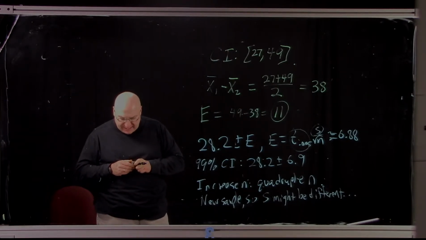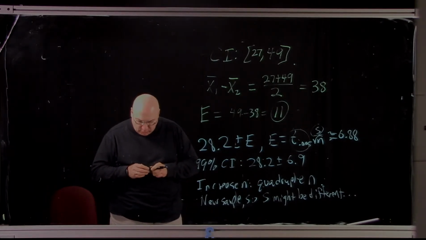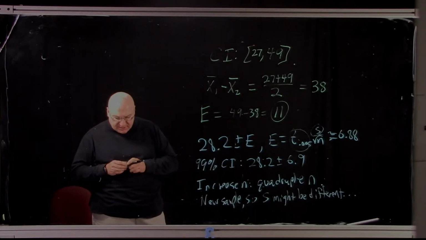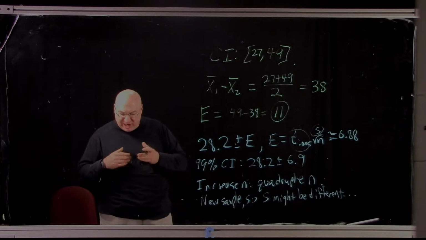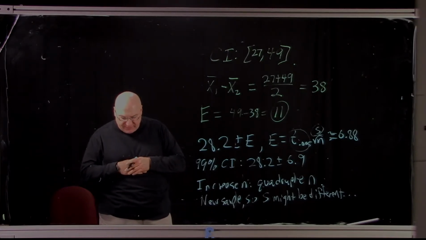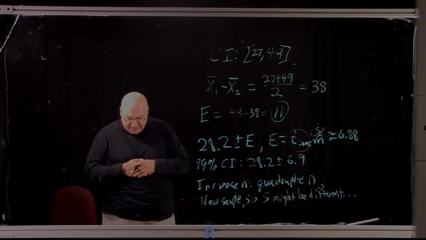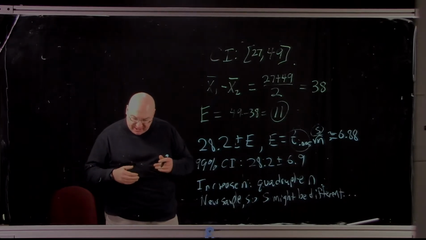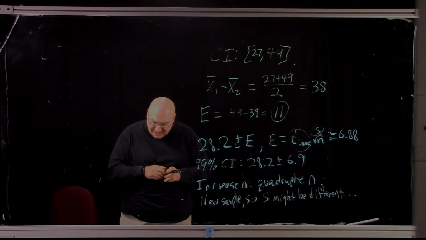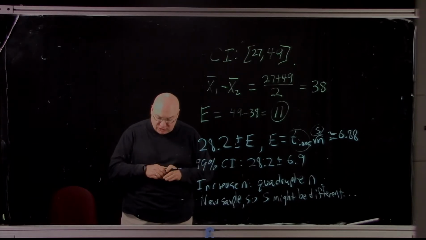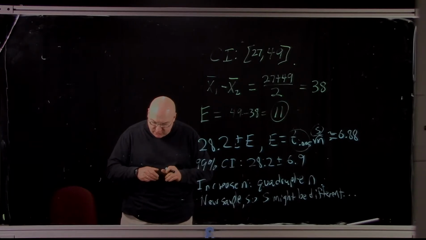Any value that lies outside a 100 minus alpha % confidence interval will have a test statistic that lies in the rejection region at the alpha significance level for a two-tailed hypothesis test. And any value that lies inside the confidence interval will have a test statistic that lies inside the non-rejection region. What does that mean? Well, let's do a little example here.